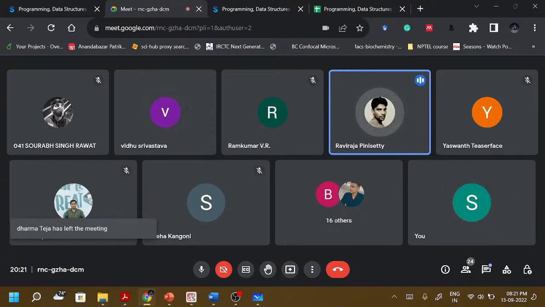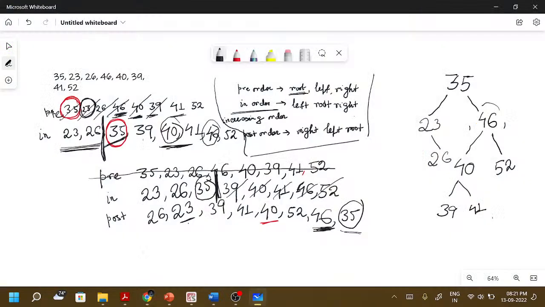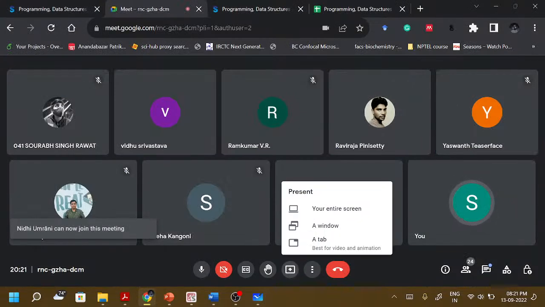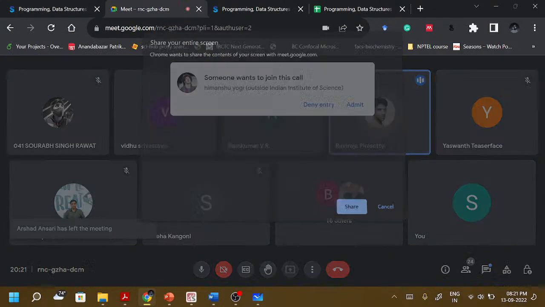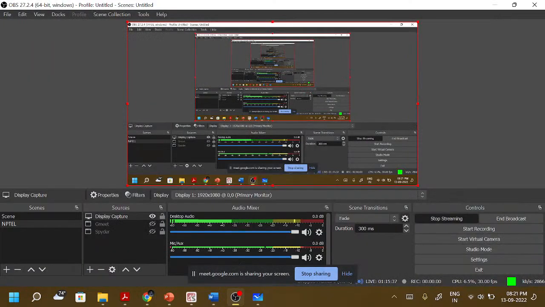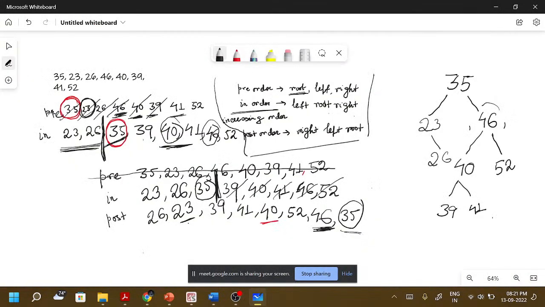No, sir. 23 and 26 are on the left side in that screen. 26 is the root, and 20 is right? One second. We don't have a left leaf, that's why we started at 26. We don't have a left leaf, right? So that's why we started on the 26. Right, 26 is right, then we have root. Left is not there.